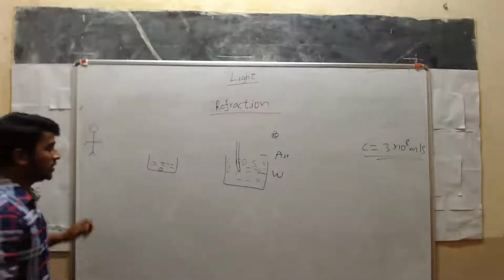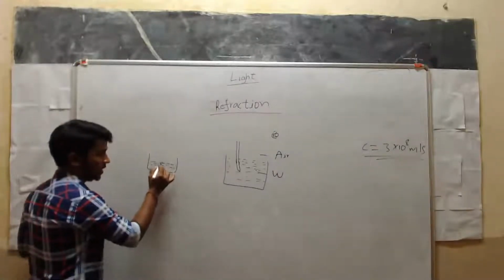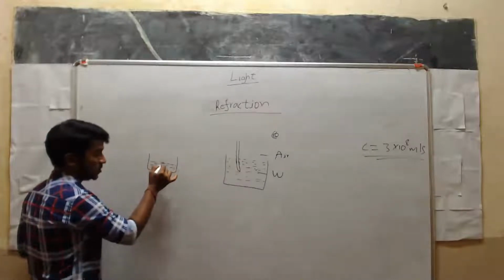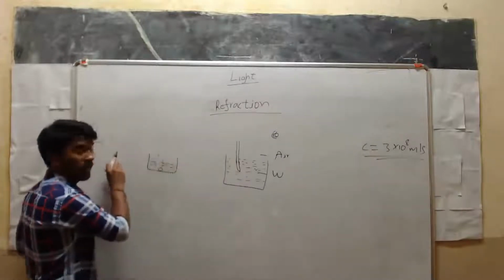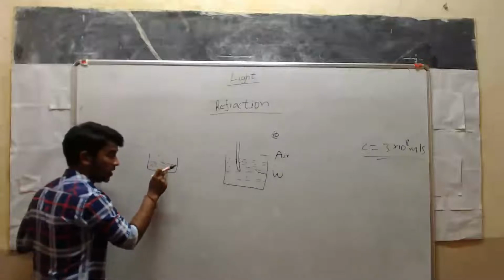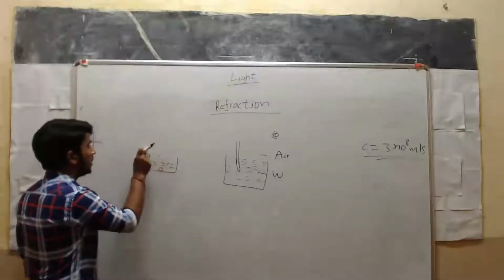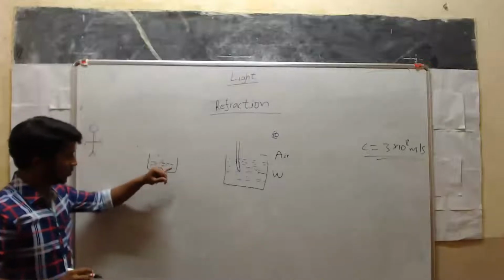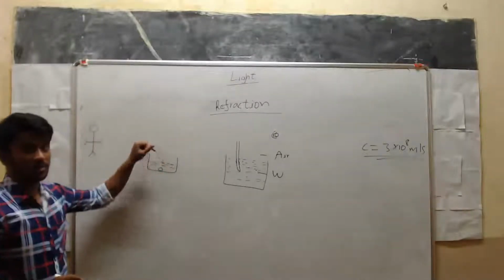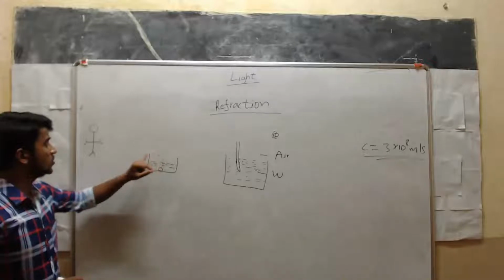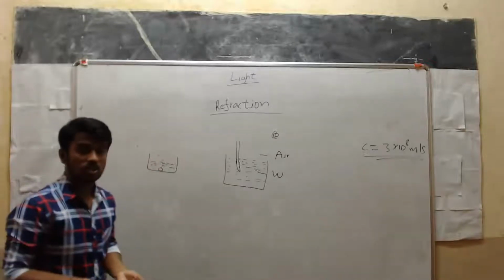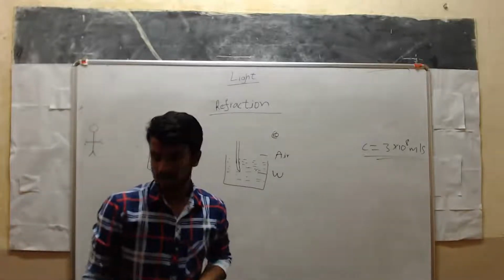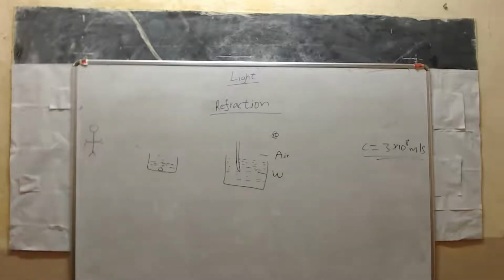Why? Because here the rays should come from water medium to air medium. They should travel first through the water medium, then the air medium. So that's why, while coming from the water medium to the air medium, the rays bend. So that's why that coin appears to be raised. So I will show you the diagram.